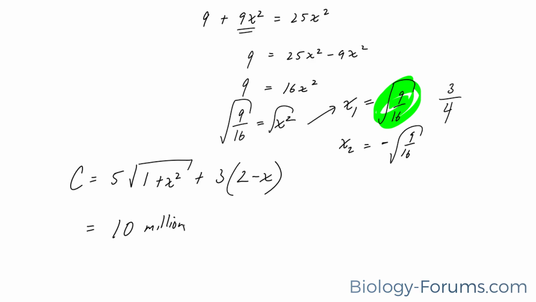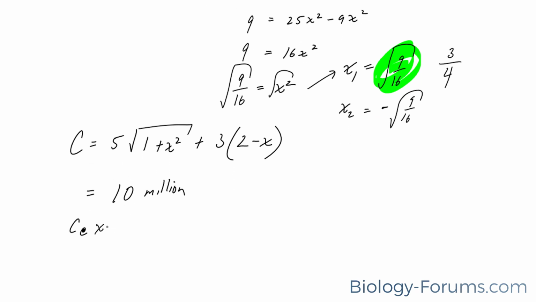Now you also need to check the cost at its extremities. We know that it's going to be a maximum of 2 kilometers away. So we can also take C at x is equal to 2, which gives us approximately 11.2 million. And of course, you want to check the other extremity. So we know that it has to be between 0 and 2. So you can also try x is equal to 0 just to be sure. C at x is equal to 0 gives us 11 million.